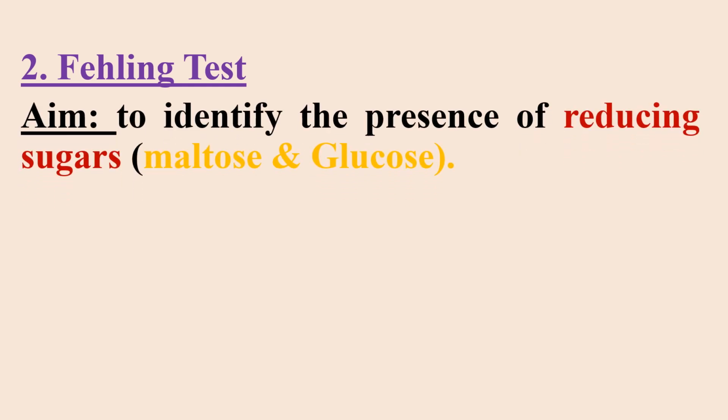So the Fehling test, the aim of the Fehling test is to identify the presence of reducing sugars. It's not allowed for you to say just sugars. I have to say reducing sugars. Okay, such as maltose and glucose.